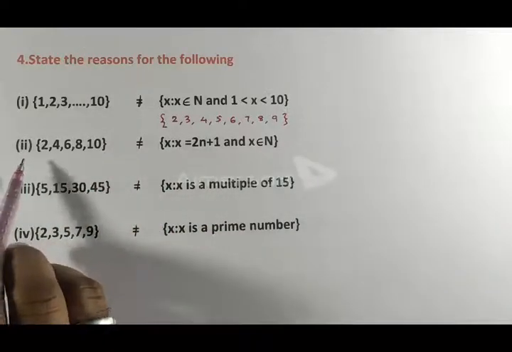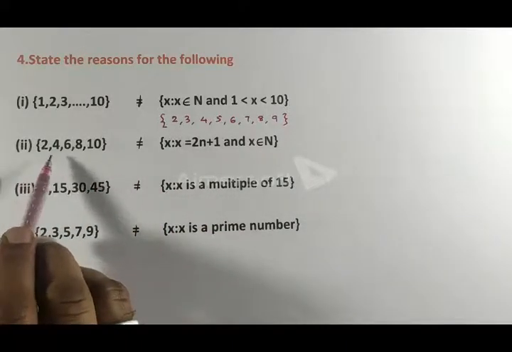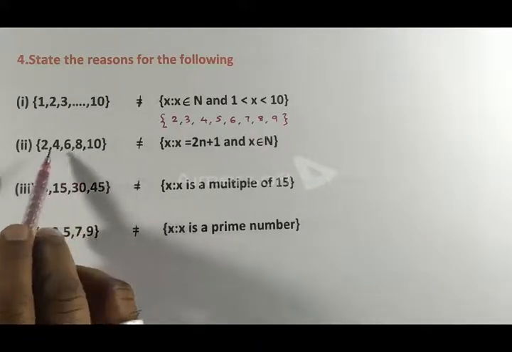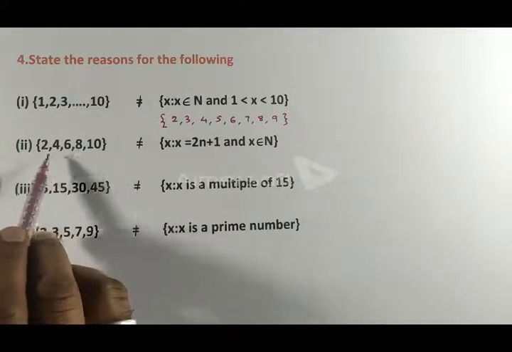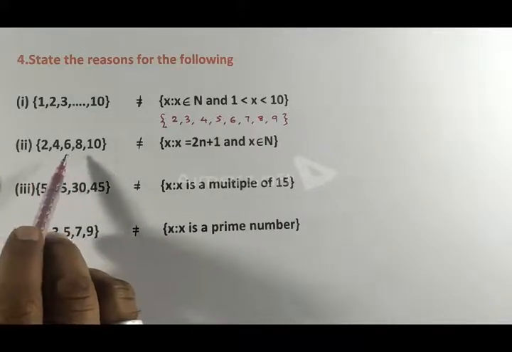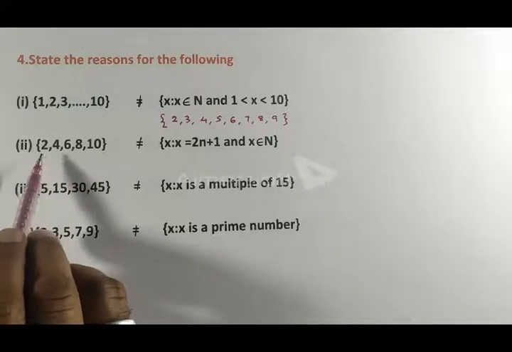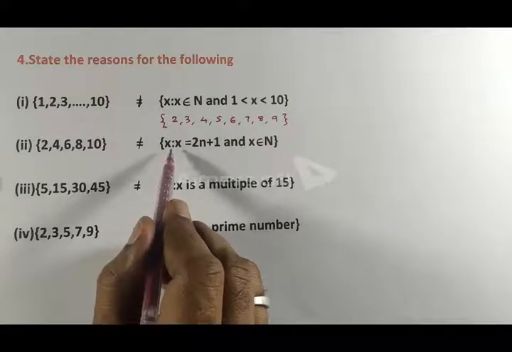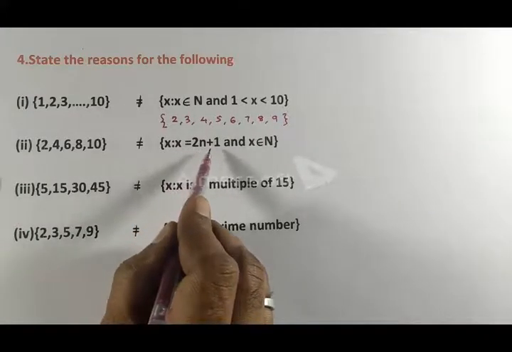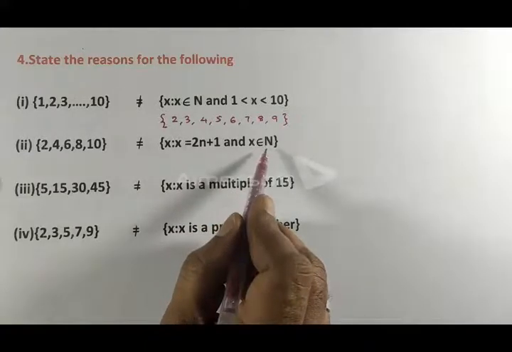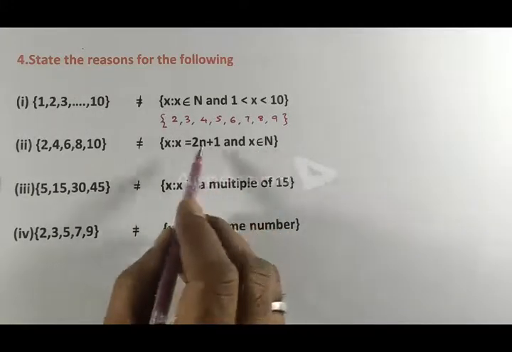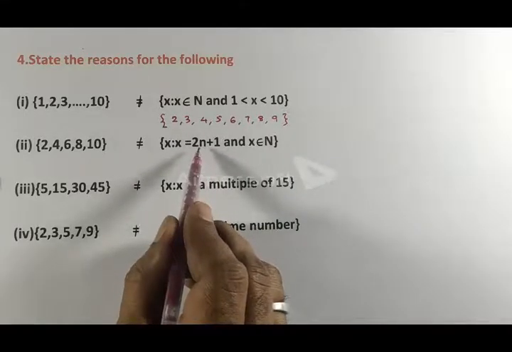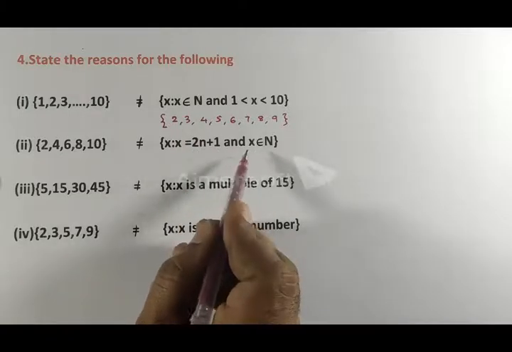Move towards the second bit. In the second bit, the first set contains the elements 2, 4, 6, 8 and 10. All the elements are positive even integers. Observe the second set: x such that x is equal to 2n plus 1 and n belongs to natural numbers. Observe here 2n plus 1 is written for odd numbers. We have to replace n with natural numbers.